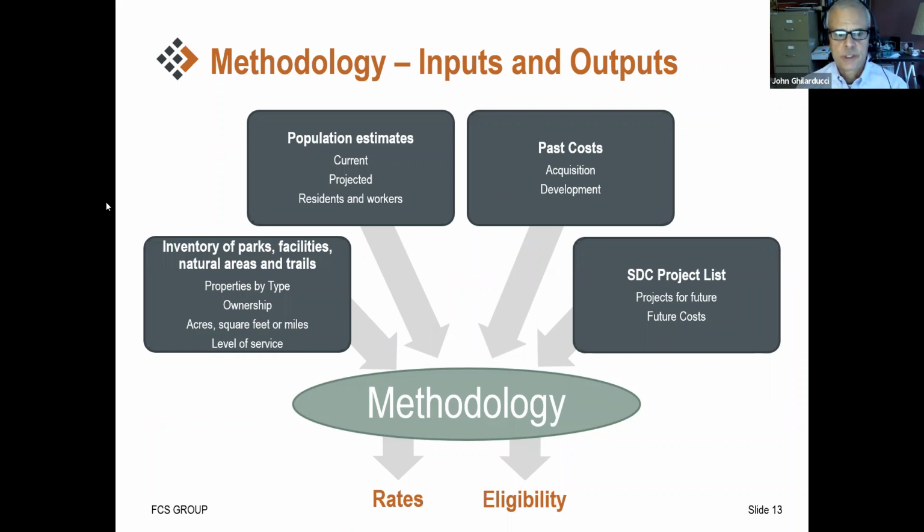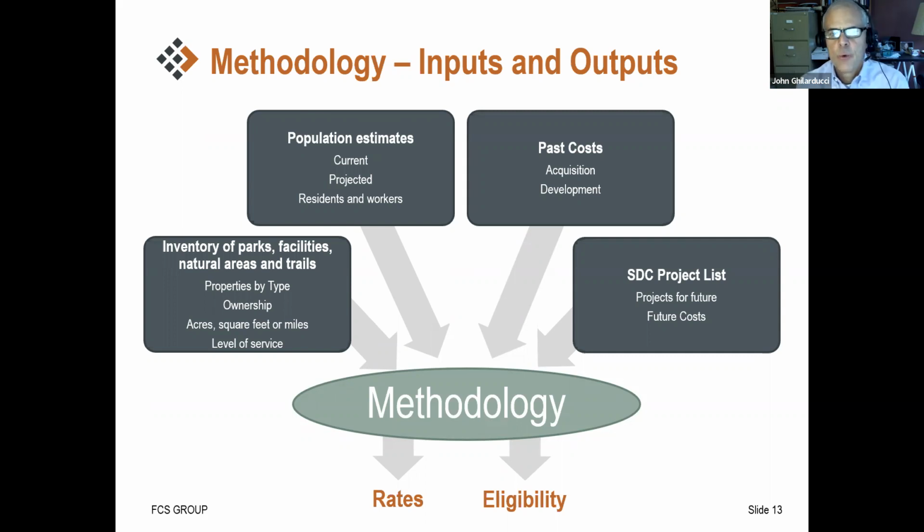But the other key inputs, we have the inventory of district parks, and we have a very good inventory of what the district already has. We use that to determine what the existing levels of service are for people who live within the district boundaries. We also have population estimates, both current and growth forecasts. The denominator in the charge calculation is growth in population and employment. So we need that growth forecast in order to calculate the fees.